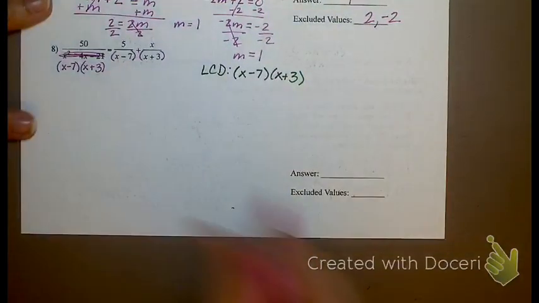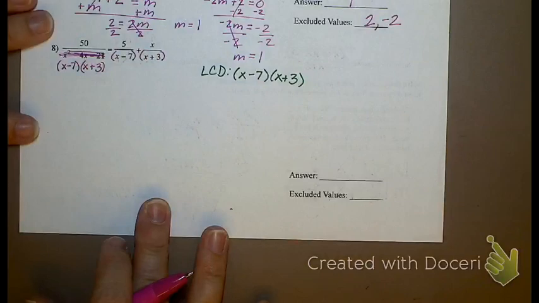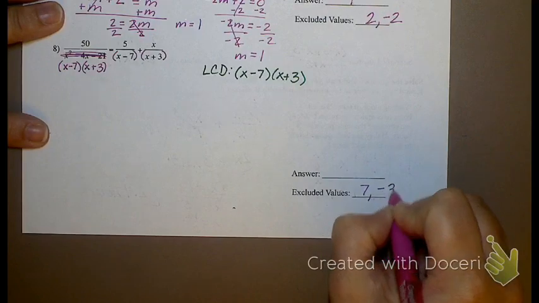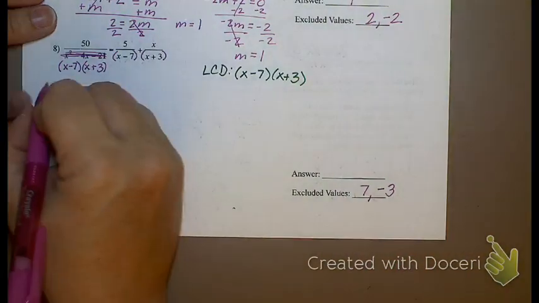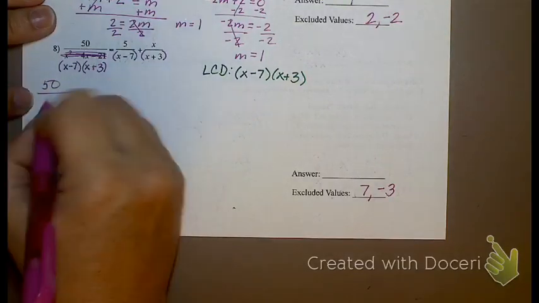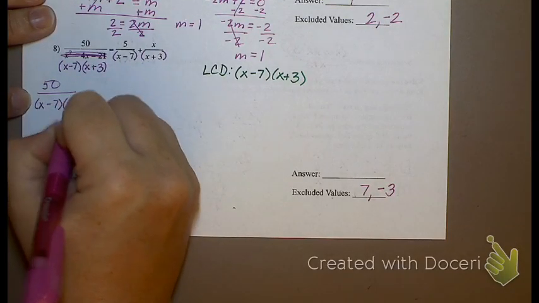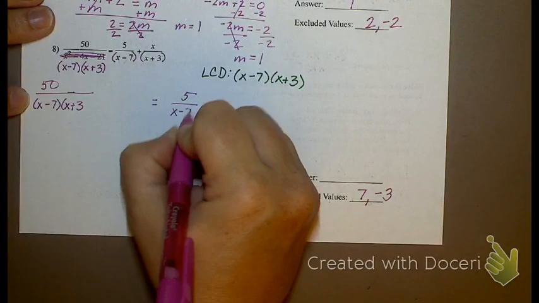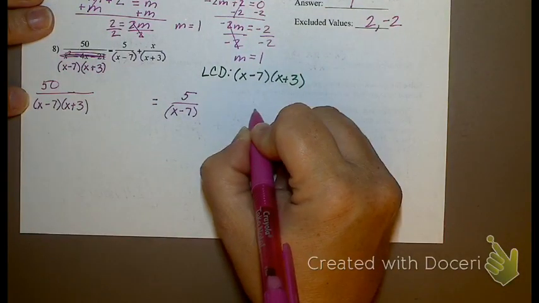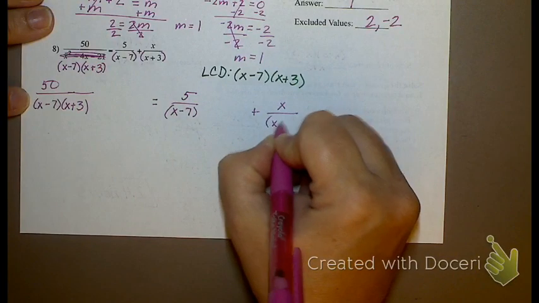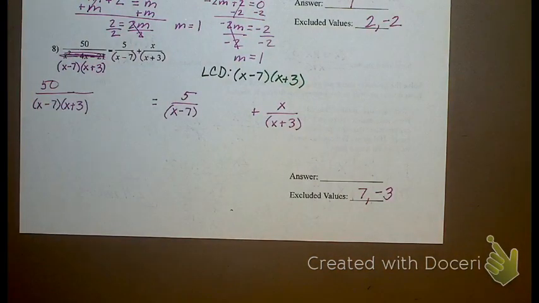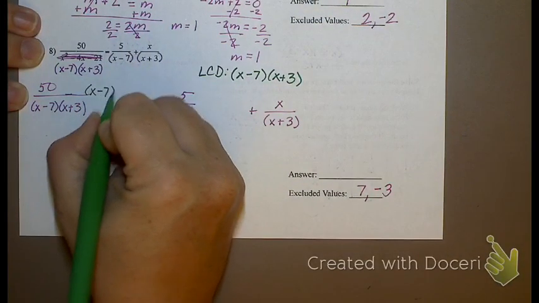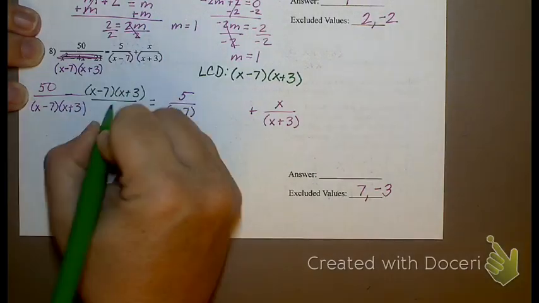All right, so now's the step where I'm going to write the awkward spaces. Actually, before I get to the awkward spaces, let's list our excluded values before things start getting more involved. From my LCD, I cannot have what? Positive 7 or negative 3 as answers. Okay? So 50 over X minus 7, X plus 3, leave a space, equals 5 over X minus 7, leave a space, plus X over X plus 3, and I have space there. What am I filling in those spaces with? LCD over 1. So X minus 7, X plus 3, all over 1.